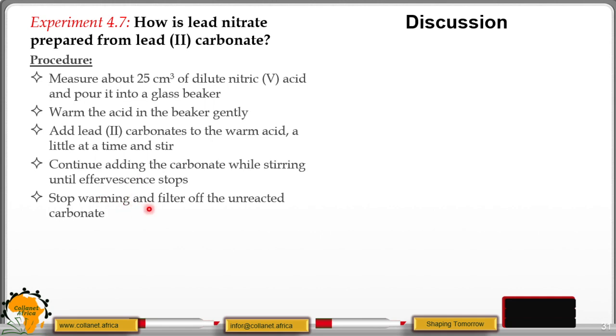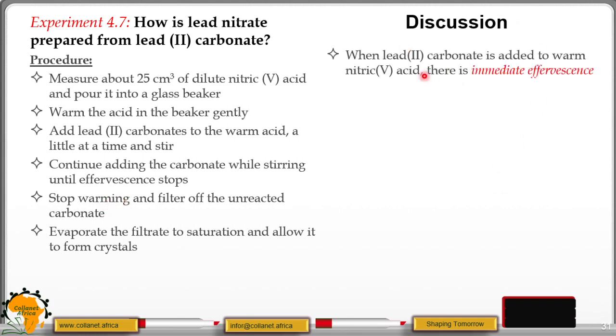Stop warming and filter off the unreacted carbonate. Evaporate the filtrate to saturation and allow it to form crystals. The warming is done in order to increase the rate of reaction, or the rate of neutralization. And let's look at the discussion.